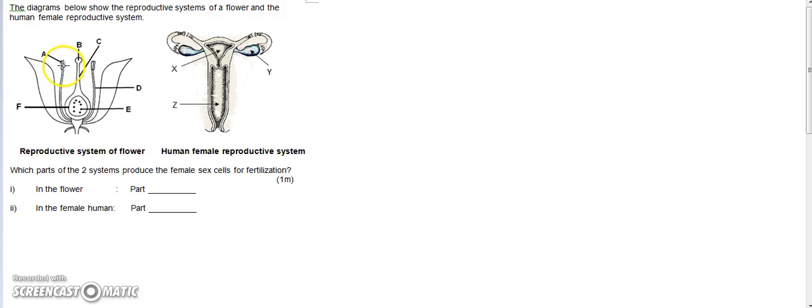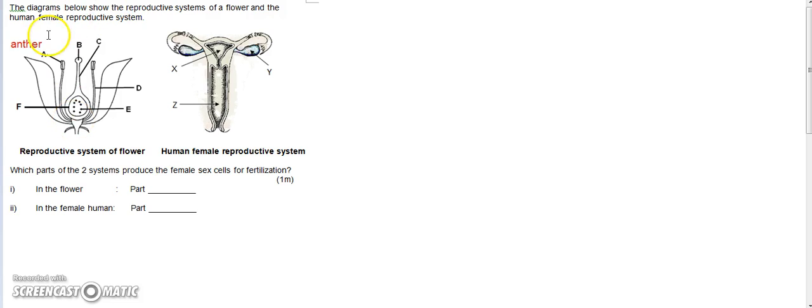What is A? A is the anther. The anther is where the pollen grains are stored. Okay, so that's the anther. Right, you must know this. And how do you know it's an anther? Because it's connected to the filament, which is not connected to the ovary. So it's on its own, connected to the base of the flower, and therefore it is the anther.